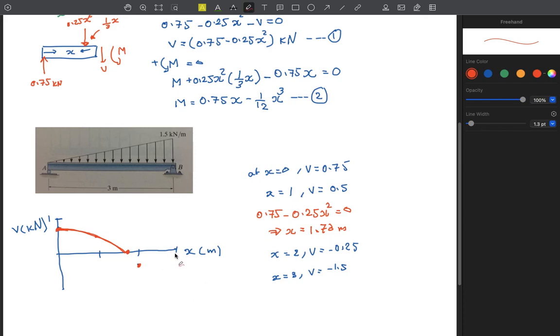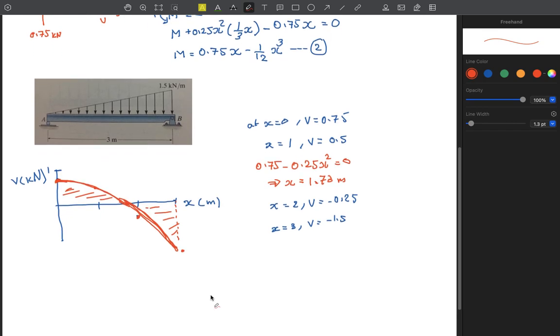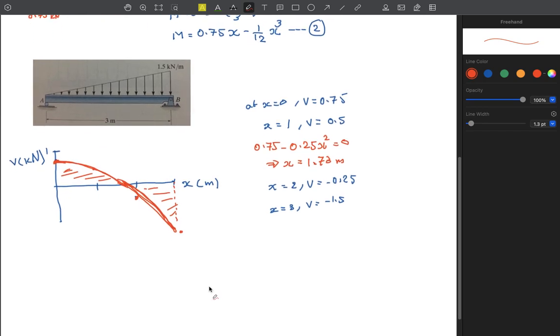So if that was somewhere here, so probably here, your curve will look like something like this. Again, this is not linear. This should be curvy somehow. So this is your shear diagram. You might use Excel or Minitab to get better drawings. Anyways, you get the idea. Now we're done with this one.